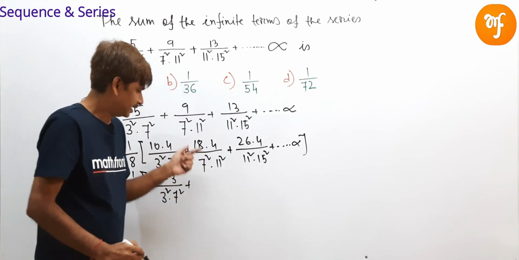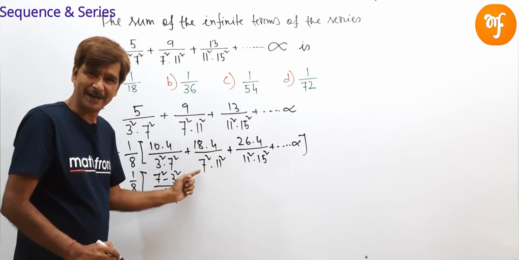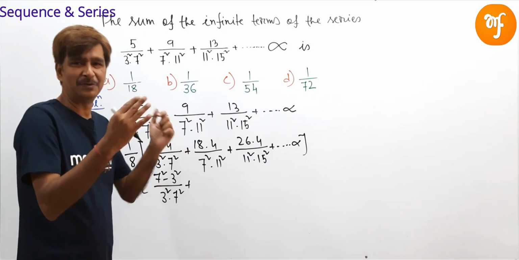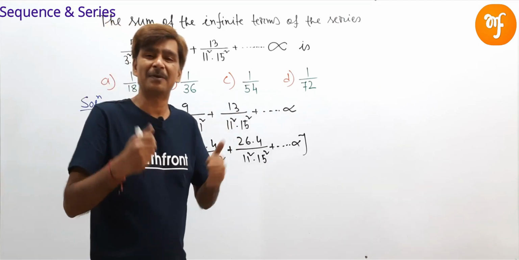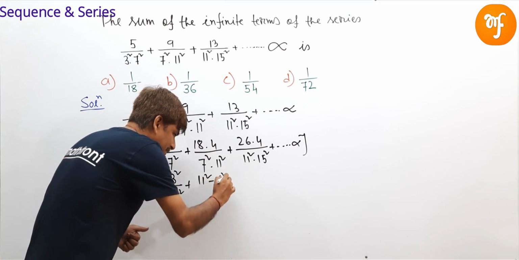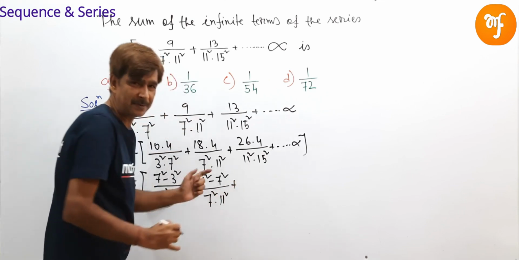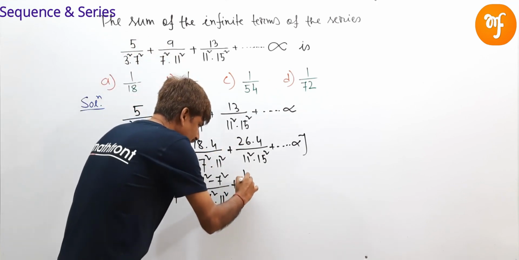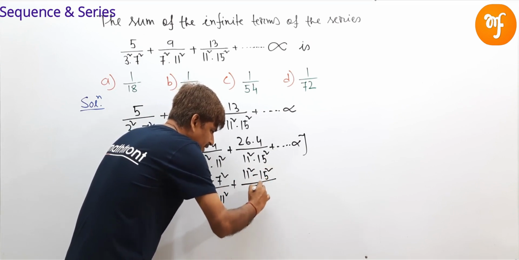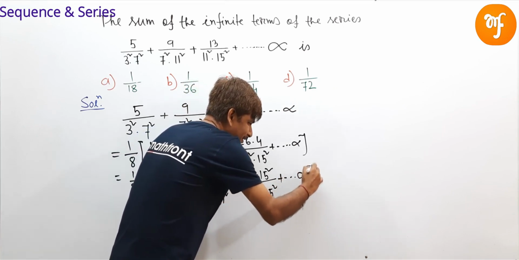Plus, similarly, this 18 can be written as 11 plus 7 and 4 can be written as 11 minus 7. That is why 18 into 4 can be written as 11 plus 7 into 11 minus 7, that is 11 square minus 7 square. So we are writing this as 11 square minus 7 square divided by 7 square into 11 square. Similarly, the third term can be written as 11 square minus 15 square, whole divided by 11 square into 15 square, plus dot dot till infinity.